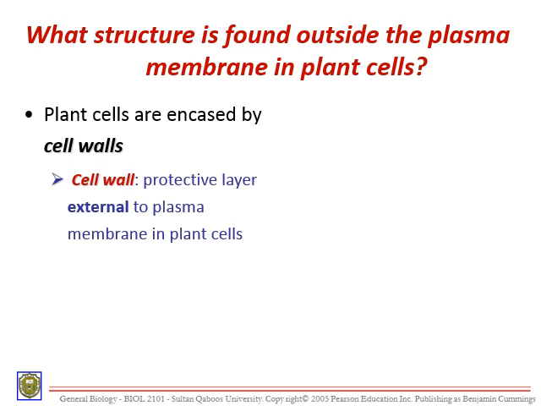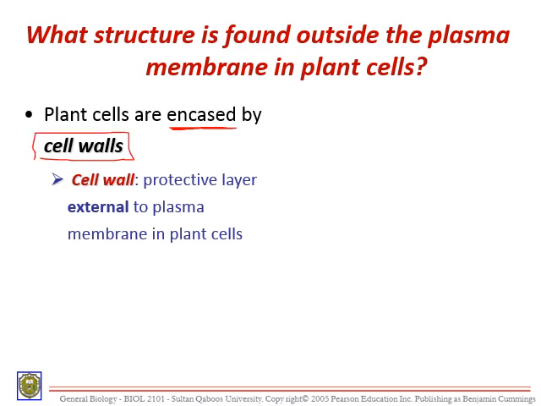All right, ladies and gentlemen, now we are finally done with the cell membrane. We talked about the cell membrane in detail, and now we are ready to go outside the cell membrane, to the surfaces of the cell. So we are going to start with the plant cells. Plant cells are covered or encased. Encased means covered by the cell wall.